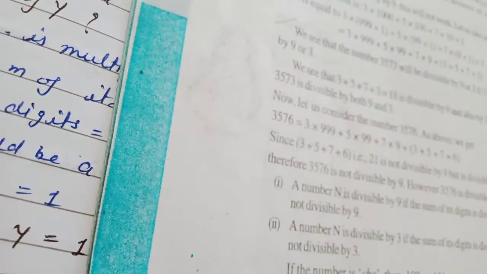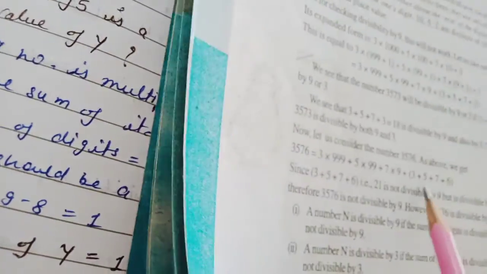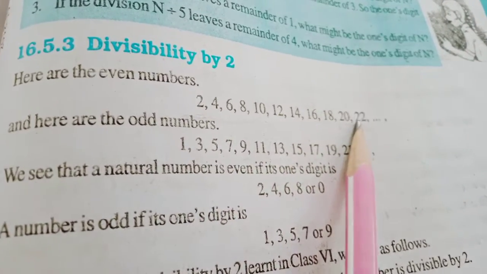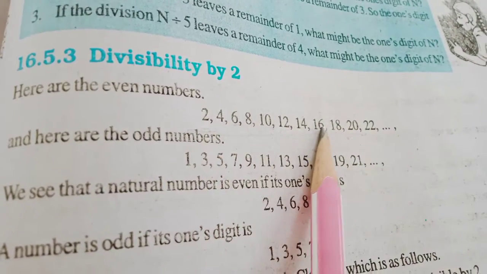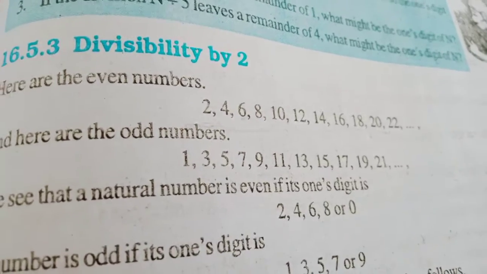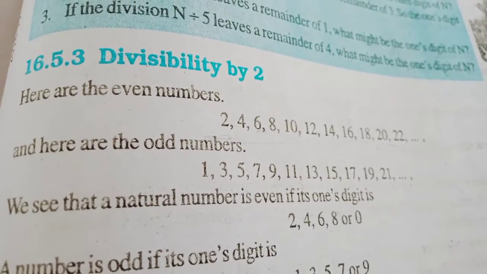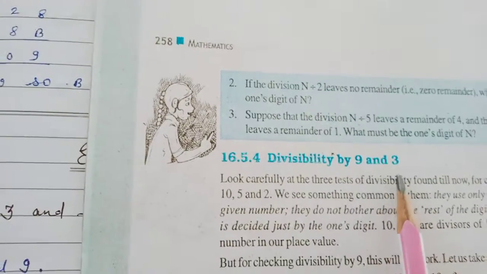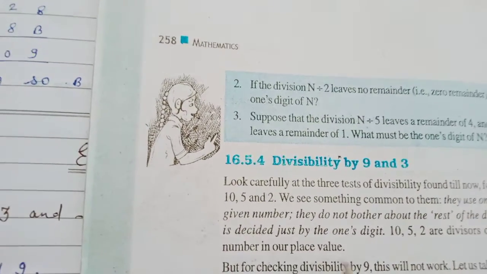Now divisibility by 2 is when the unit place number is an even number. It means if the number is in the table of 2, then all even numbers are divisible by 2. It means all natural numbers whose one's digit is 0, 2, 4, 6 or 8 are divisible by 2.